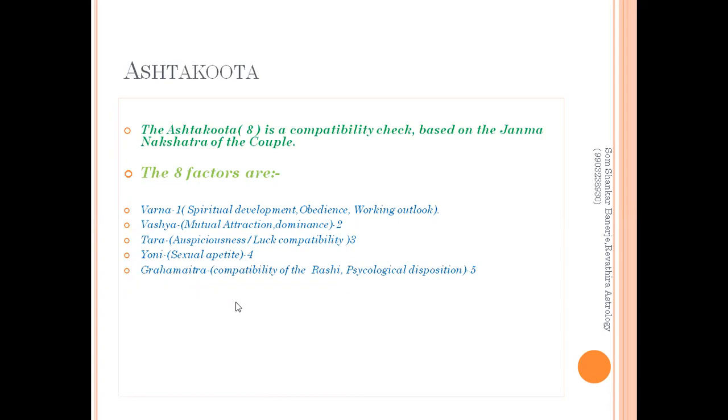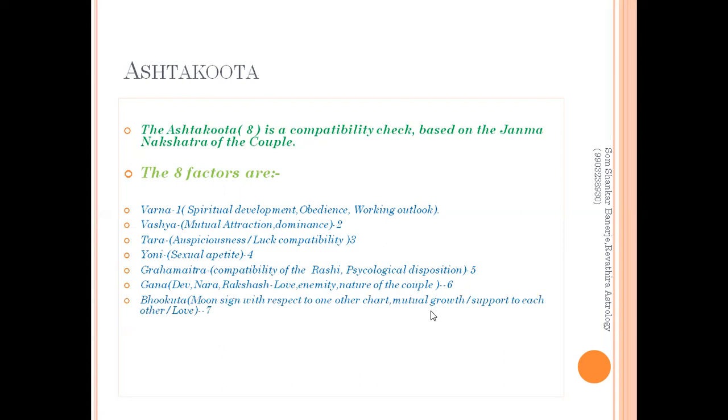Then Graha Maitri. It is about compatibility of the Rashi, the psychological disposition. It has 5 points about the psychological analysis of the two persons, the couple. Then it is Gana: Nara gana, Deva gana, Rakshasa gana. This is about the nature of the couple, so that we will discuss. It has 6 points.